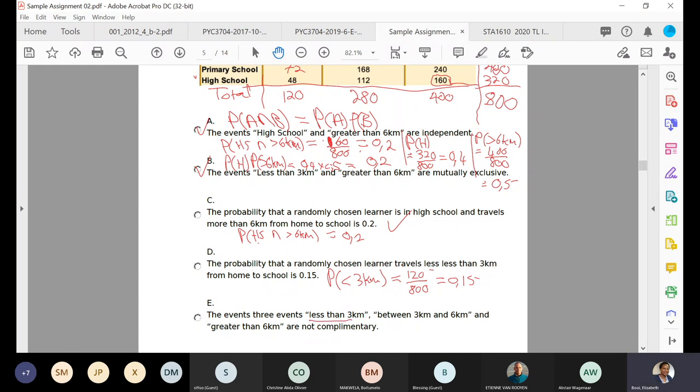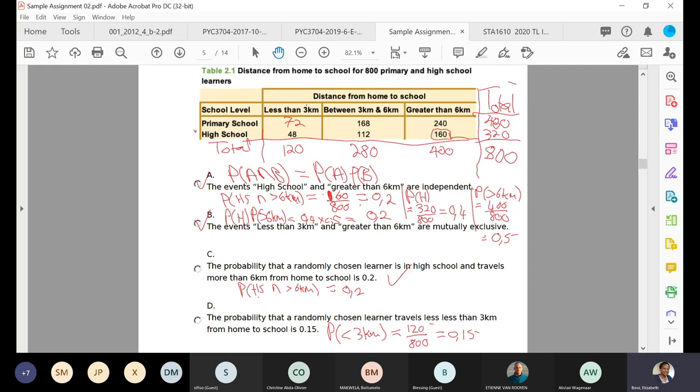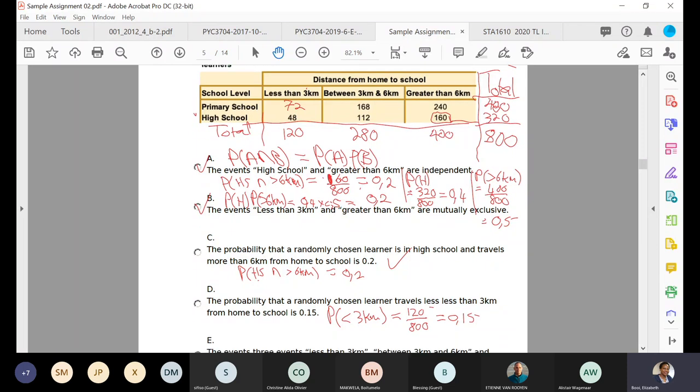The three events, less than 3 kilometers, between 3 kilometers and 6 kilometers, and greater than 6 kilometers, are not complementary. So that event are not complementary. Is that statement true or false?